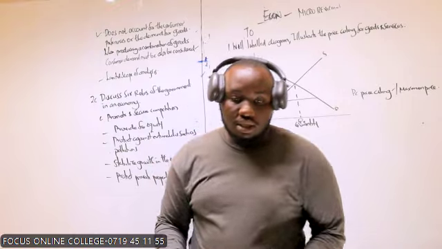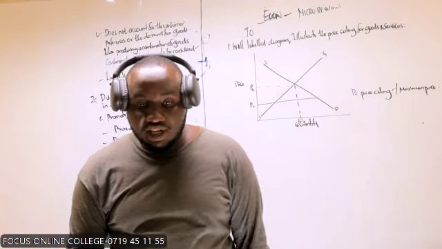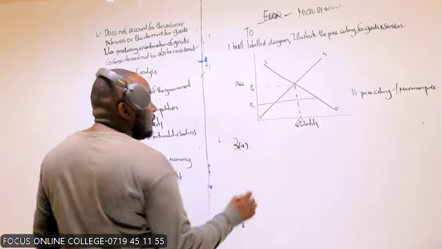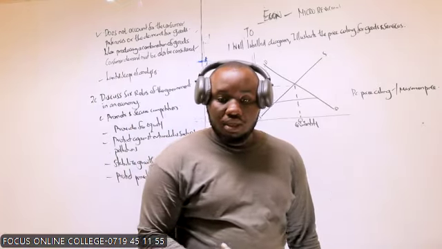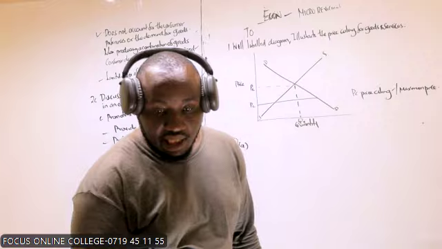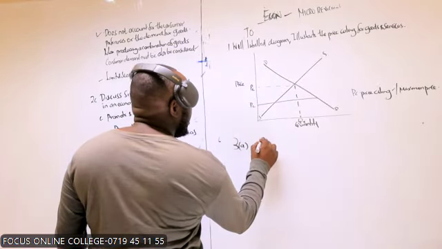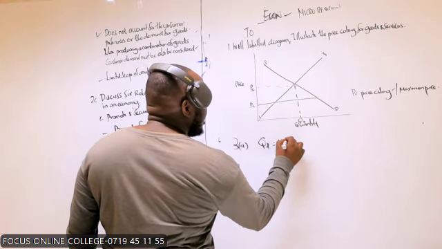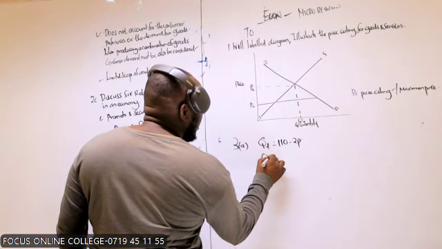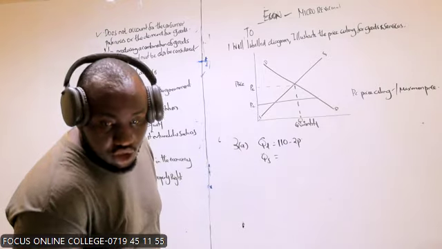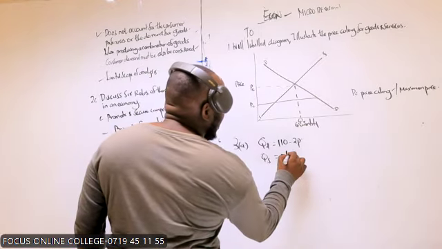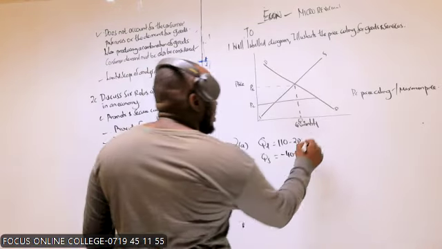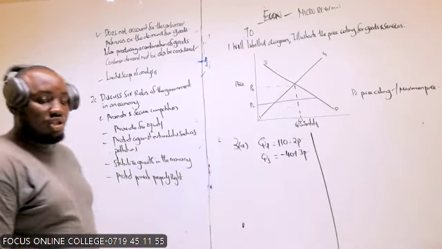So next we've been told, number 3A, demand and supply function. The demand and supply function of a certain product are given as follows. We have demand, that is QD. The examiner tells us QD is equal to 110 minus 2P. Then you have QS. QS is equivalent to negative 40 plus 3P.